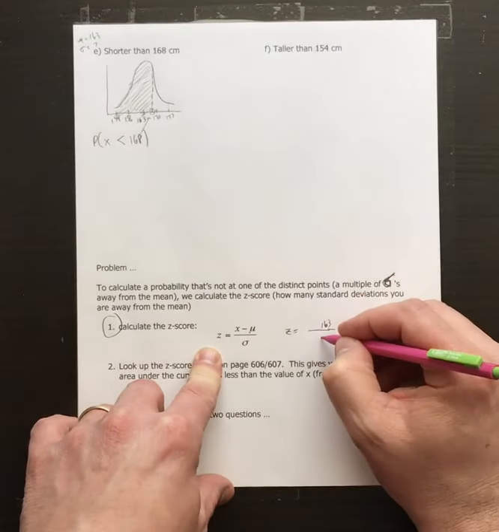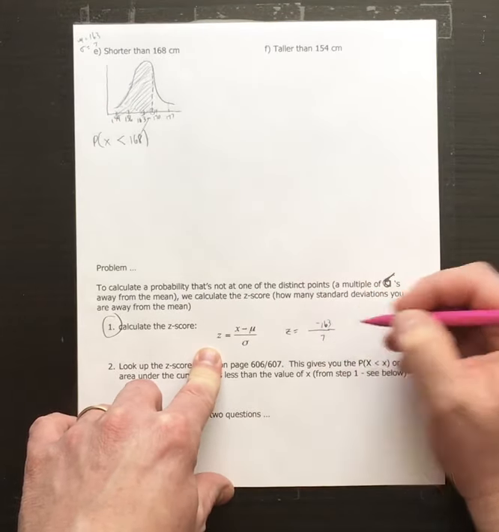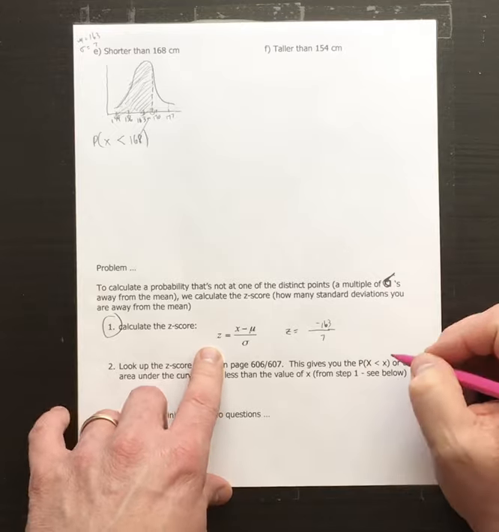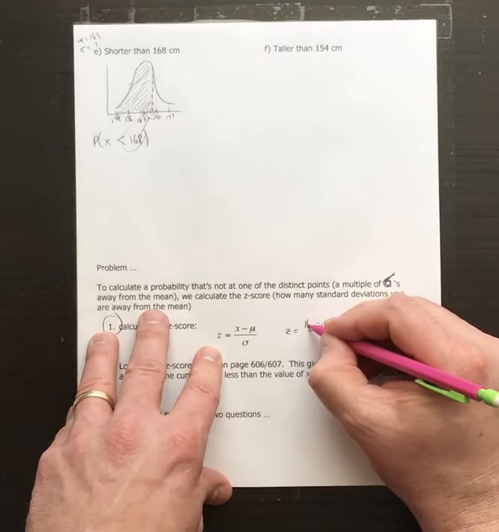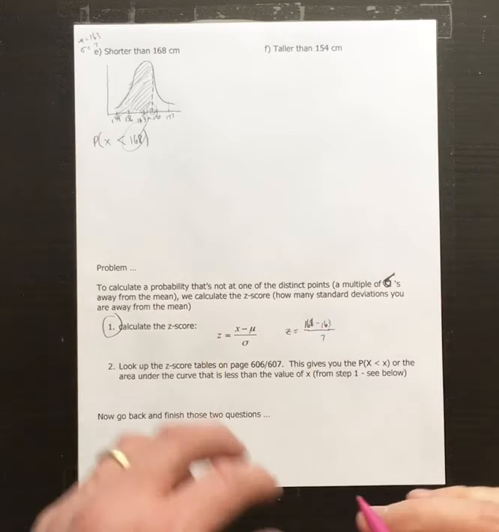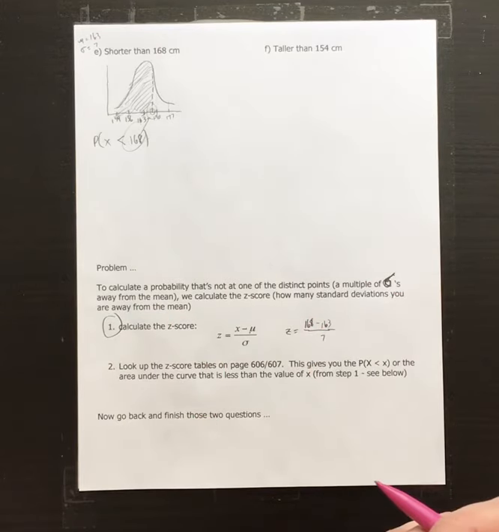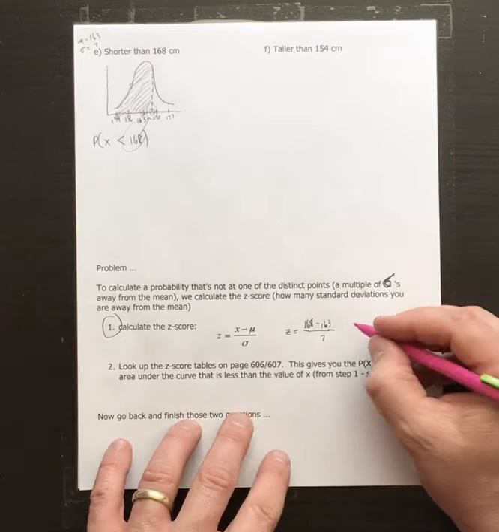We have a standard deviation, 7. We have a minus. Now we have an x. Now what is the x? The x is your barrier, this 168. It's the value that you're specifically interested in. Once you do that, you do a simple calculation.